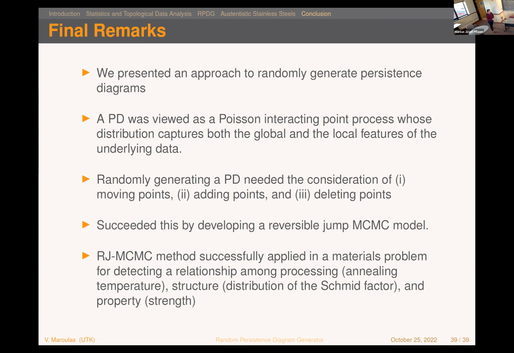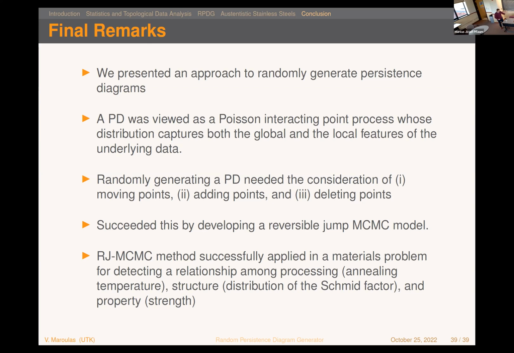Anyway, final remarks. Today I presented a random generator for persistence diagrams. We view the persistence diagram as a Poisson interacting Hole process whose distribution captures both the global and the local features of the data. The generator considers 3 scenarios: moving points, adding points, and deleting points.